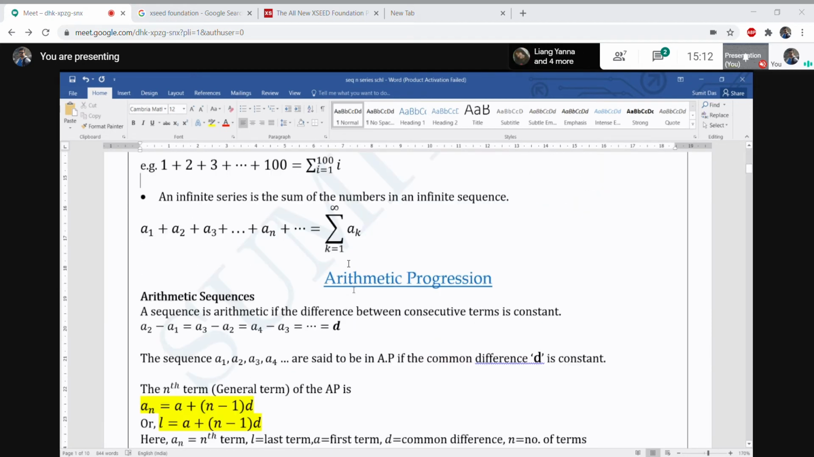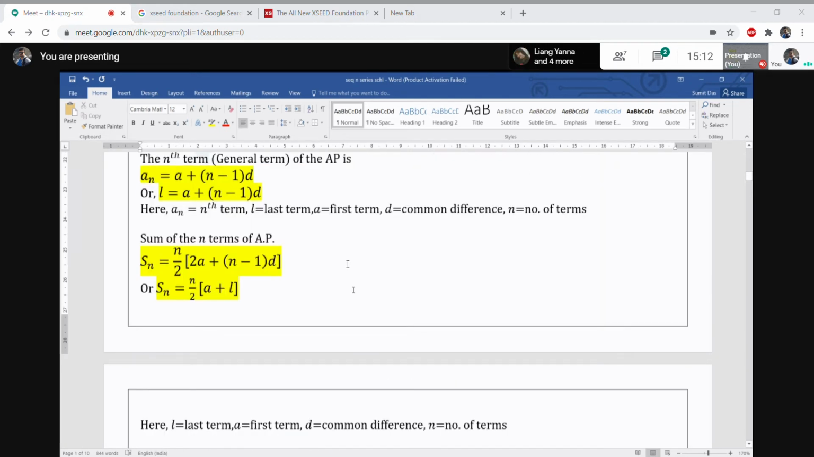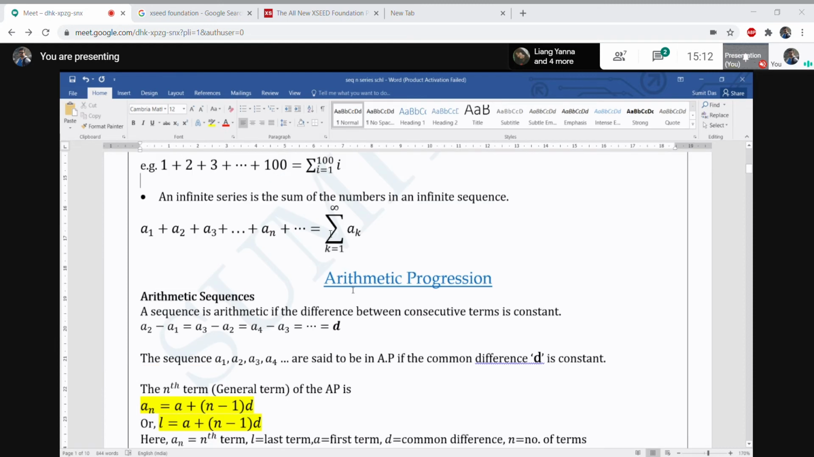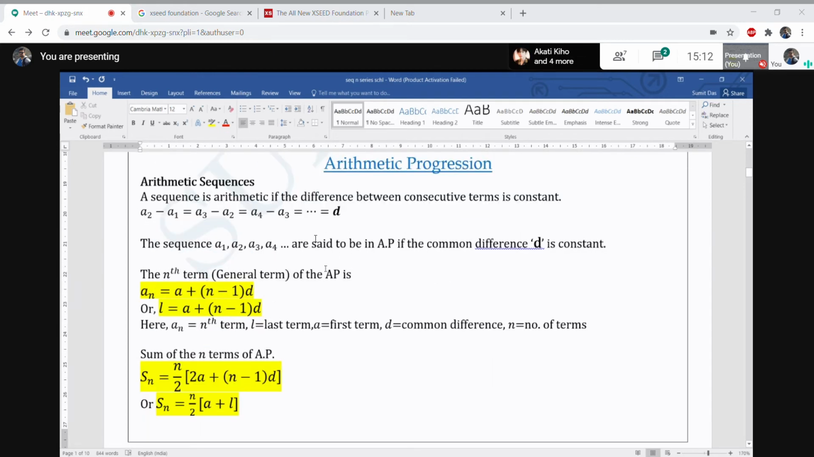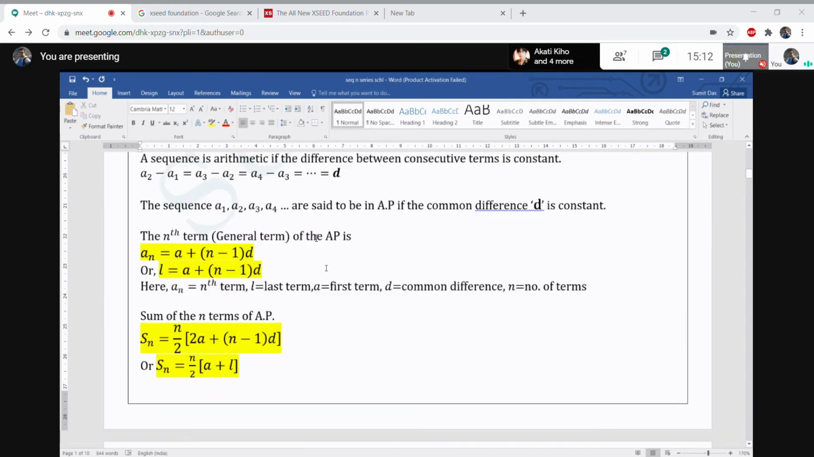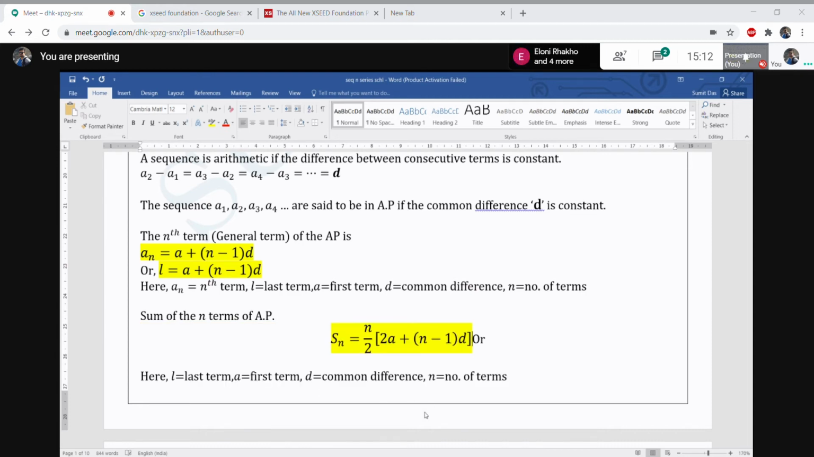Let's go to the arithmetic progression. Though arithmetic progression is already deleted from your syllabus, still we need to know some formulas. Otherwise, there is no use.